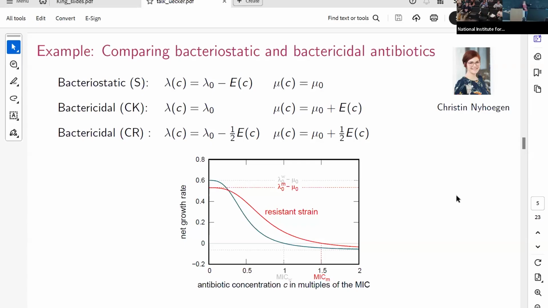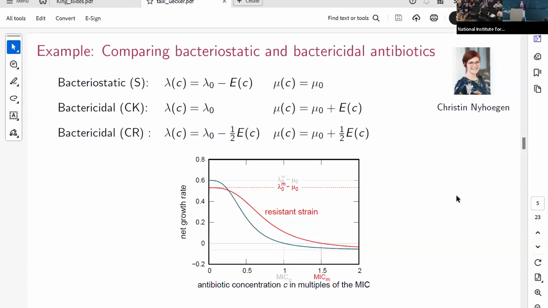The graph here shows you the net growth rate as a function of the antibiotic concentration. You can see the growth rate goes down the larger the antibiotic concentration. It's true for the sensitive type in blue and also for the resistant type. It's just that the resistant type can withstand higher drug concentration. And this MIC, which you can also see in this figure, is just the concentration where the net growth rate becomes negative.